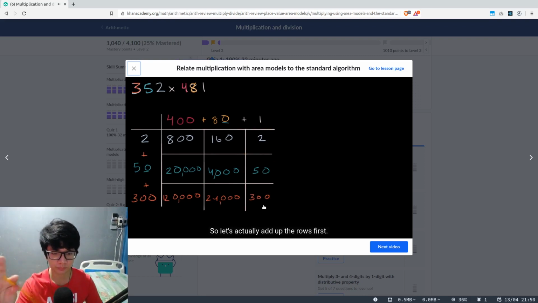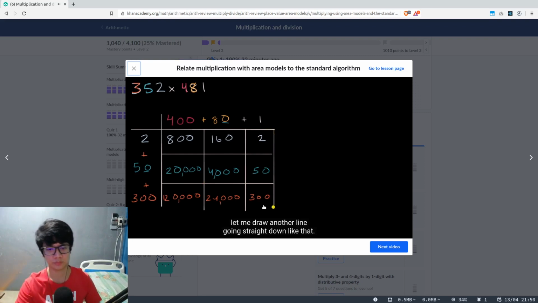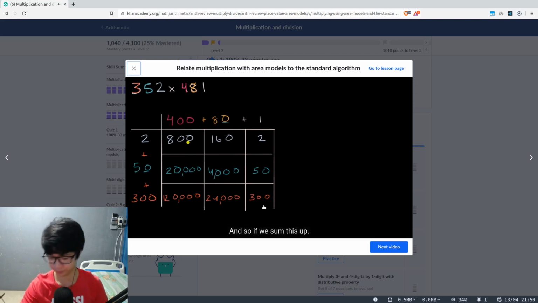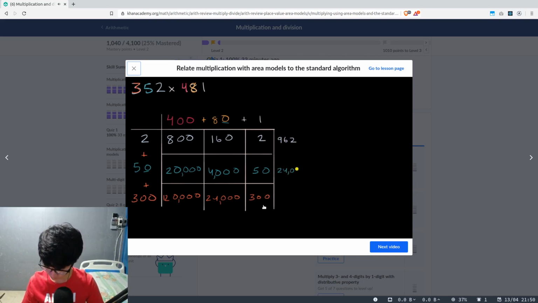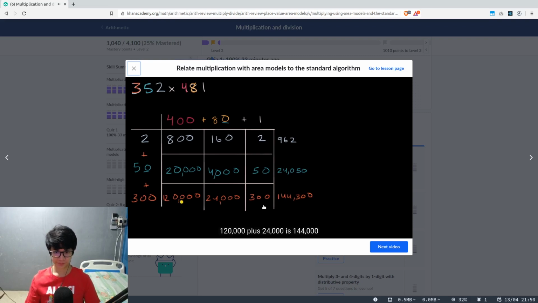So let's actually add up the rows first. So if we add up the rows, let me draw another line going straight down like that. And so if we sum this up, this is going to be 962. 800 plus 160 is 960 plus 2. So this is 962. This right over here is 24,050. And then this right over here is what, 144,300? 120,000 plus 24,000 is 144,000, plus 300. There you have it. And then you would add up these numbers just like that to get your final answer.